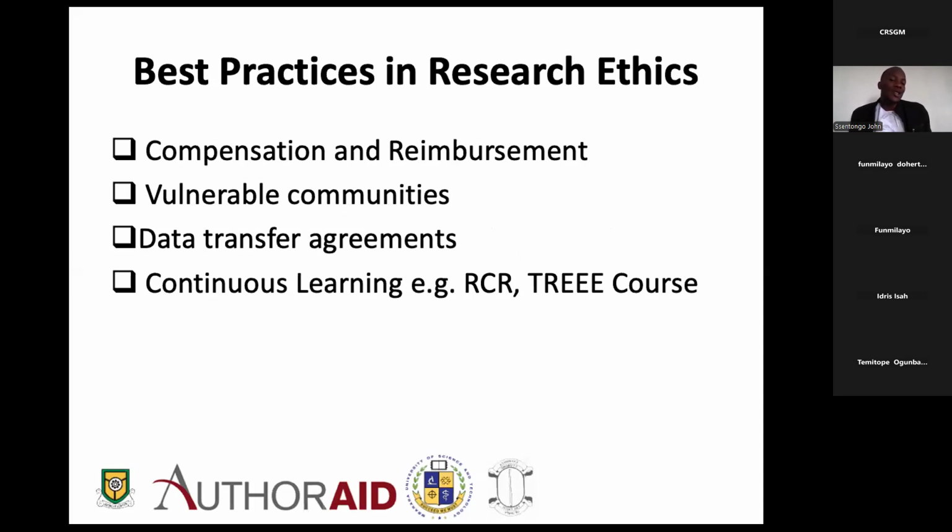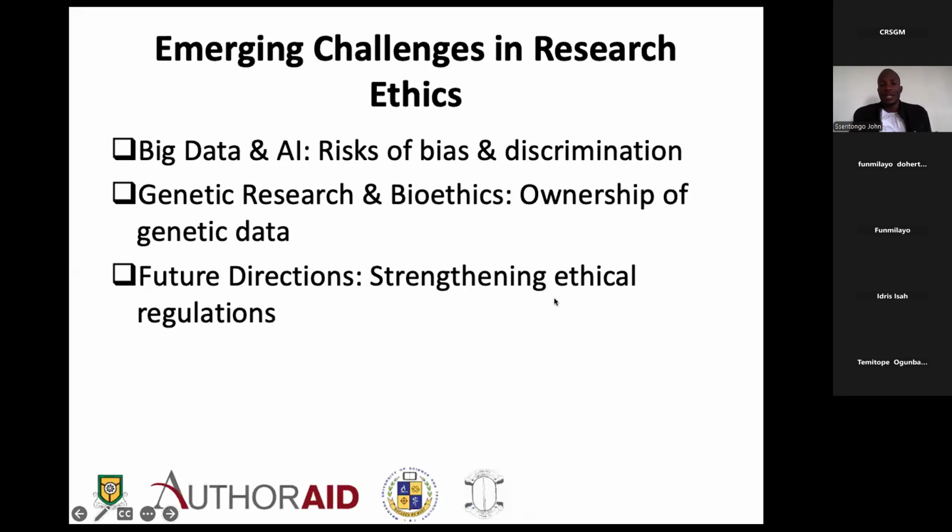And another thing, compensation and reimbursement. How are you going to compensate your participants? All this should come out in your informed consent form. How are you going to reimburse? How are you going to manage the vulnerable communities? Data transfer agreements, I've talked about that. And then the continuous learning, these are the courses I've talked about.